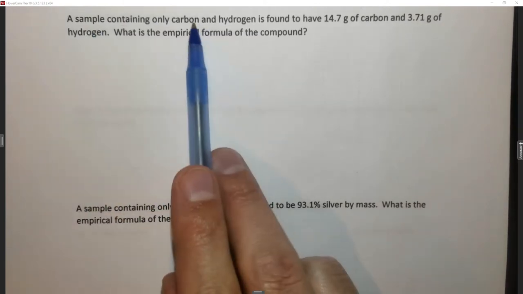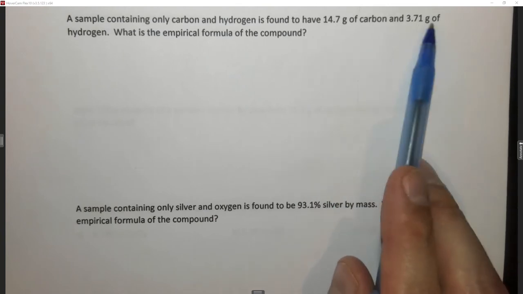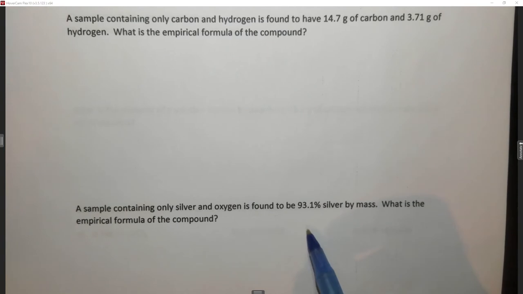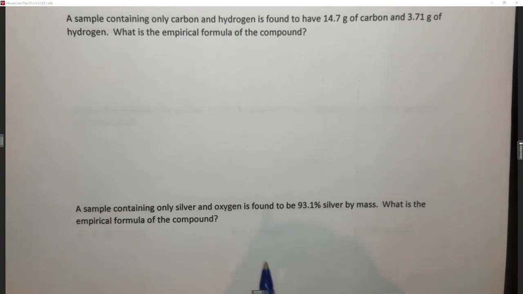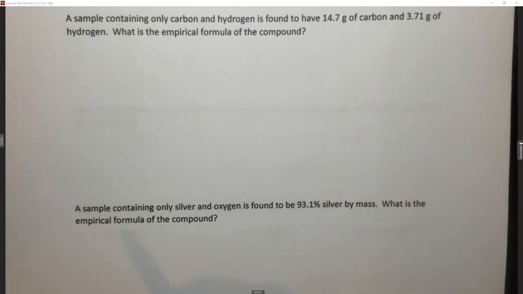It says a sample containing only carbon and hydrogen is found to have 14.7 grams of carbon and 3.71 grams of hydrogen. What is the empirical formula of the compound? So an empirical formula is the simplest ratio of moles. Unfortunately, we're given grams. So before we can find the simplest ratio of moles, we first have to find moles and then find the simplest whole number ratio.